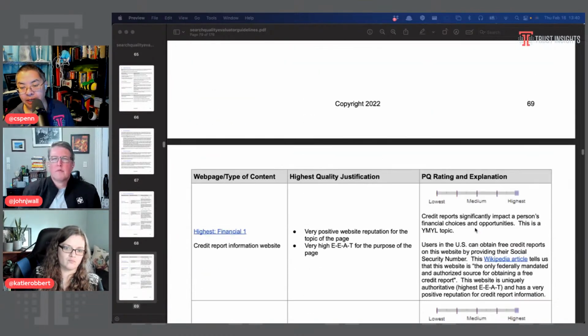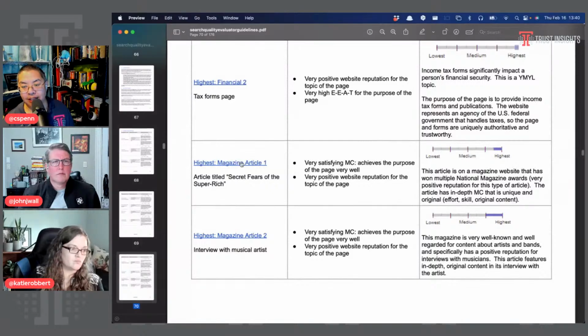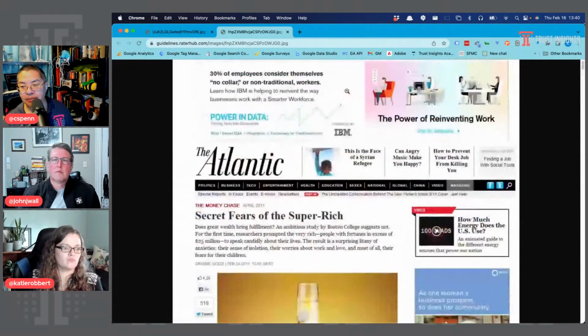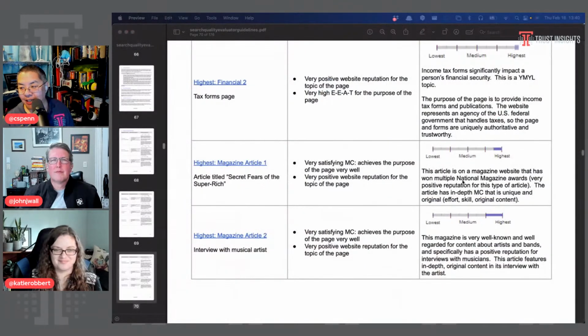So people should be looking through all these different examples and seeing, well, does my page meet those needs? So here's one. This is Secret Fears of the Super Rich, as a magazine article. The article is on a magazine website that has won multiple national magazine awards. A very positive reputation for this type of article. The article has in-depth main content that's unique and original. It shows effort, skill, and original content.